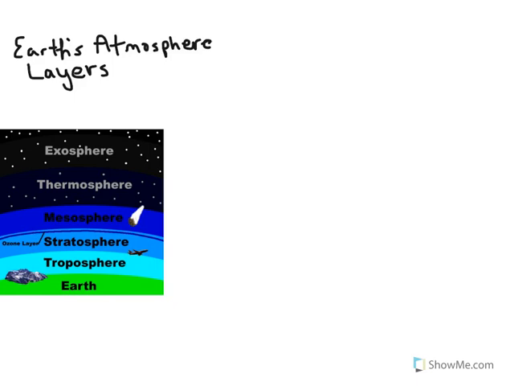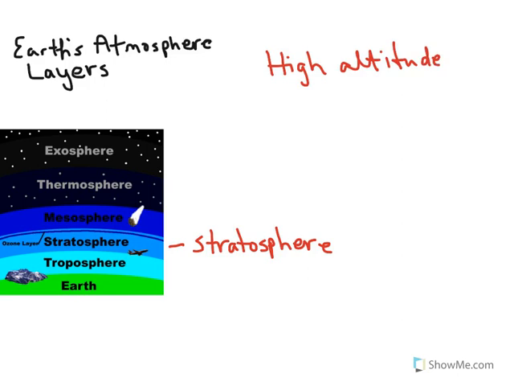The next layer above the troposphere is the stratosphere. And in the illustration here, this is, as you can see, where high altitude jets would be found. Now in the stratosphere, we still have the effect that the density is decreasing as we travel higher and higher. That's true for every layer. But the stratosphere is also home to the ozone layer.